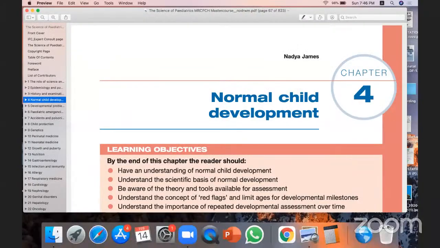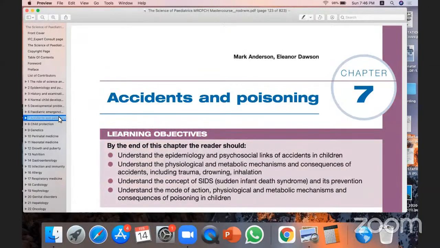Green Book of Guideline. That book also has pediatric poisoning, emergency, accident and poisoning. So let us start with this accident and poisoning chapter 7, which we did not cover in our last class. Now we will cover this one.